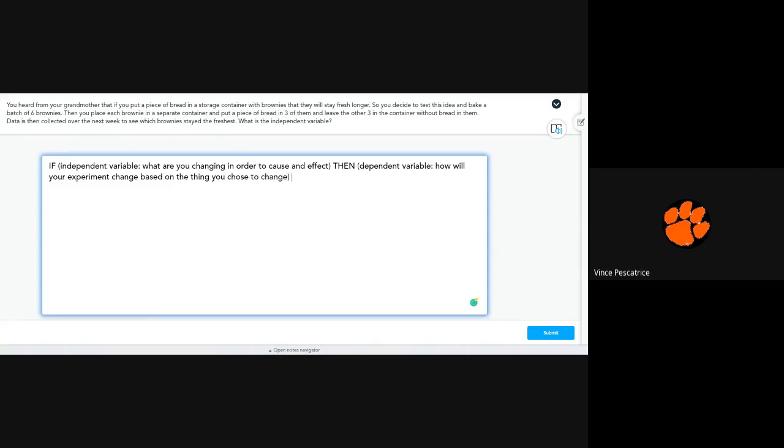So the independent variable is the thing that we are choosing to change. In this situation, what are we choosing to change in the experiment? What are we saying should have an effect? What is that thing? That's what you type in there. What is the thing that is going to cause change? What is the thing that we think is going to change this experiment? And what are we doing about it? So that's the independent variable. What is the thing that we are changing in this experiment? Go ahead and type that in.